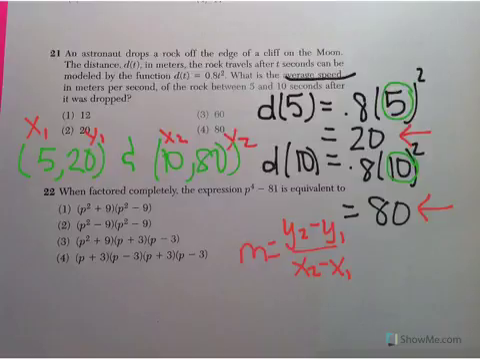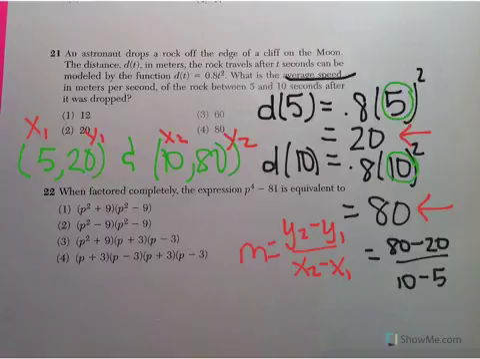When I plug it into the formula, I'm going to take 80 and subtract 20, and then I'm going to divide by 10 minus 5. 80 minus 20 is 60, 10 minus 5 is 5, 60 divided by 5 is 12, and that would be choice 1.